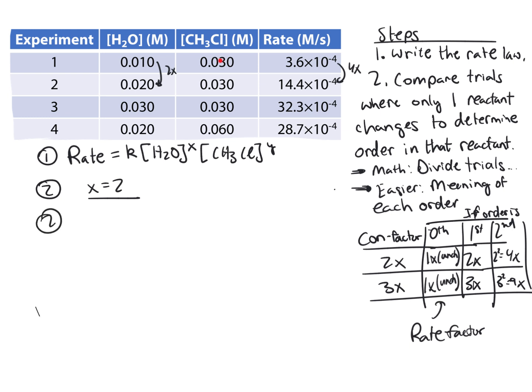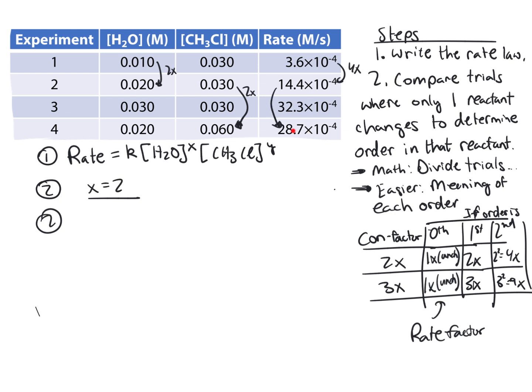We have to also figure out CH3Cl. In this case, the only two trials that work are, I'm trying to find them, we have to compare trial 2 to trial 4. For that comparison, H2O stays the same, but CH3Cl doubles. So again, I always like to compare small to big, or I'm taking big over small. So this is a doubling of concentration. What happened to the rate? In this case, you probably can see it.